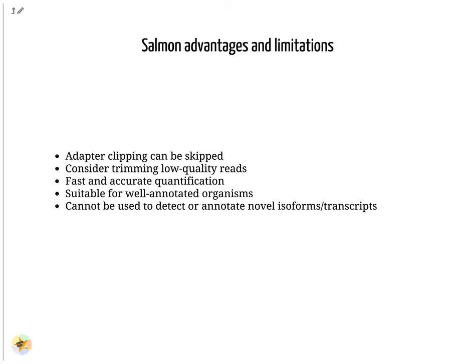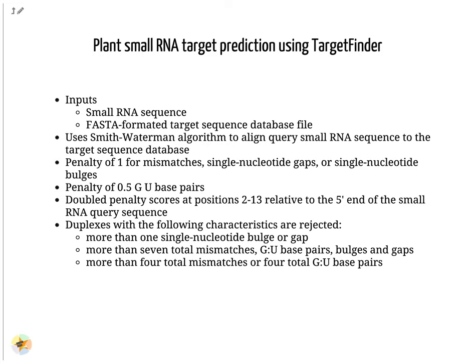Because of the large memory footprints of hash tables and suffix arrays, generally, a transcriptome FASTA file is used for Salmon quantification instead of a whole genome FASTA file. Therefore, it is advisable to use this tool on well-annotated organisms. Now we will look at some important details about microRNA target identification in plants.